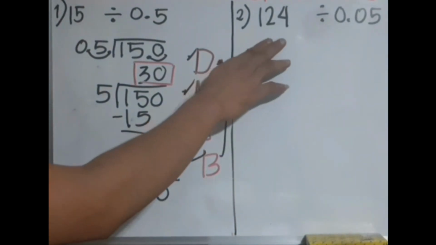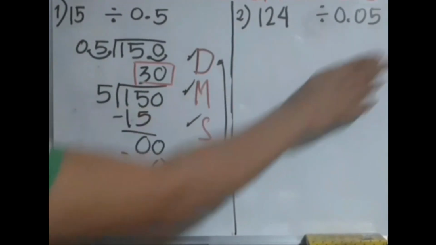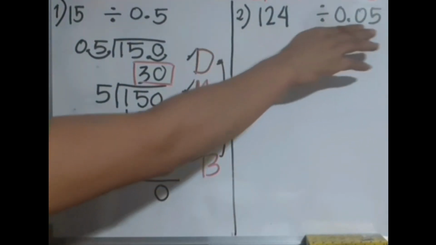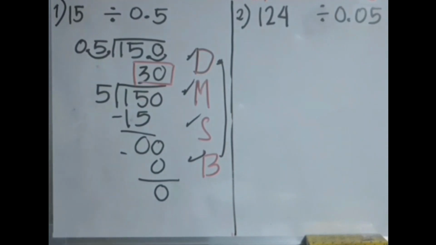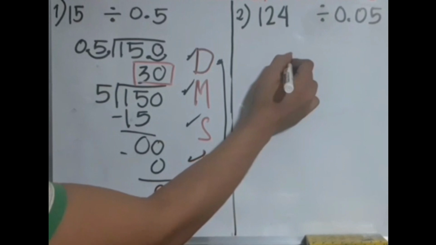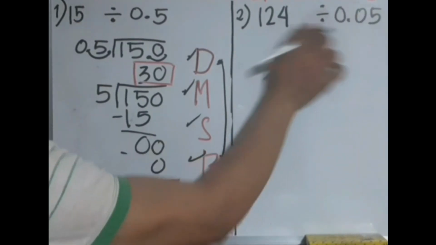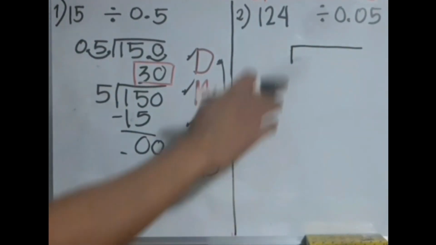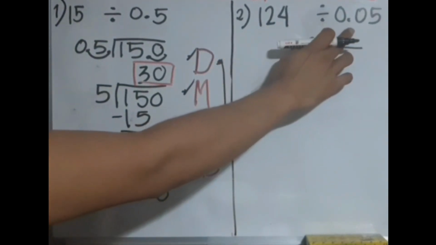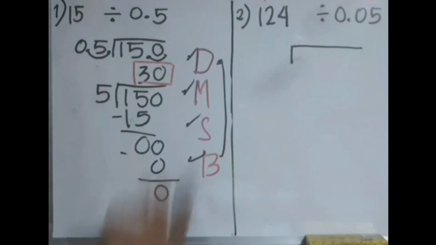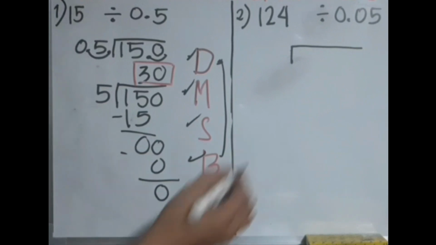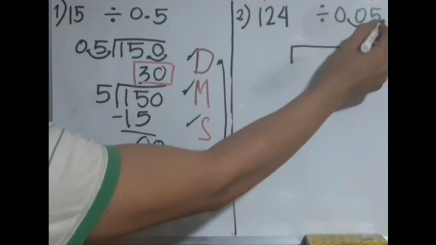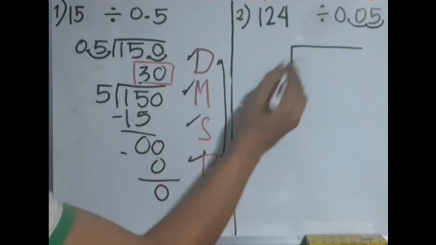We have 124 divided by 500. Again, 124 divided by 500. So again, let us solve this problem using the long division method. First, gawin muna natin whole number ang ating divisor. Ilang beses natin i-move yung ating decimal point from left to right para siya maging whole number? Very good. 2 beses. So, 1, 2. So, instead of having 500, it will become 5.